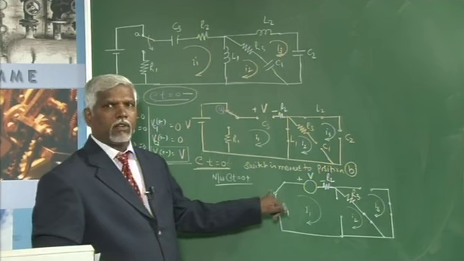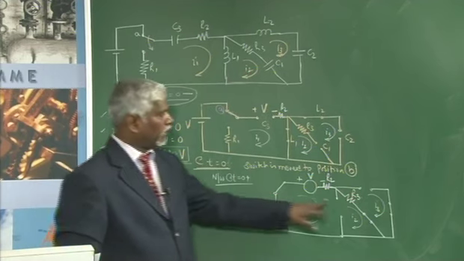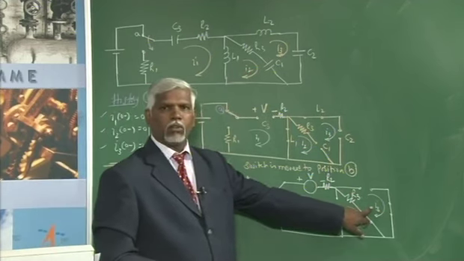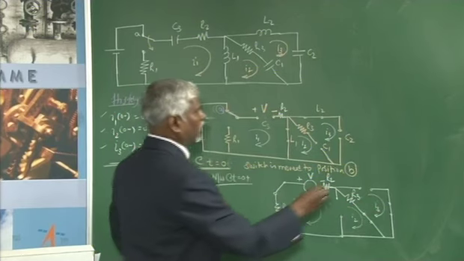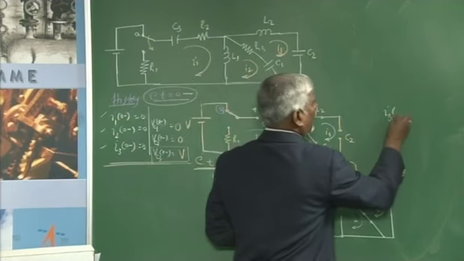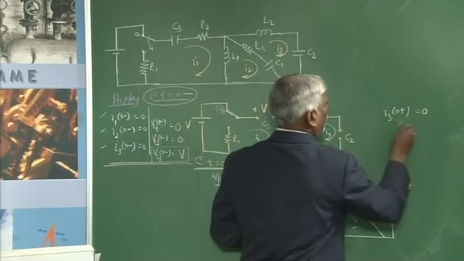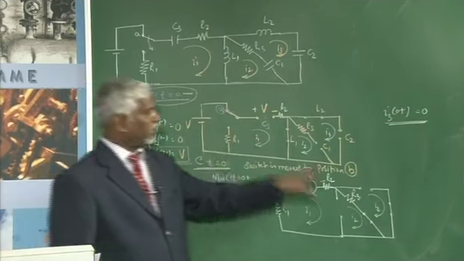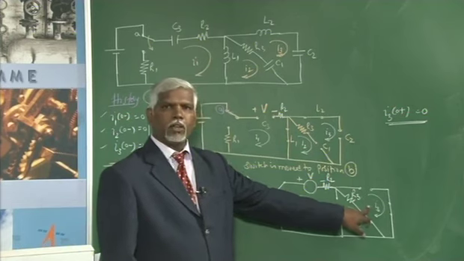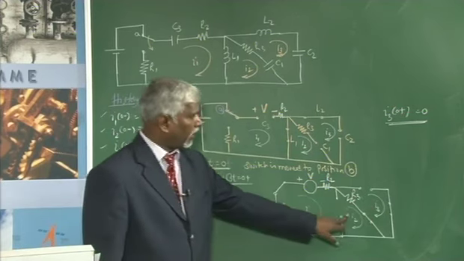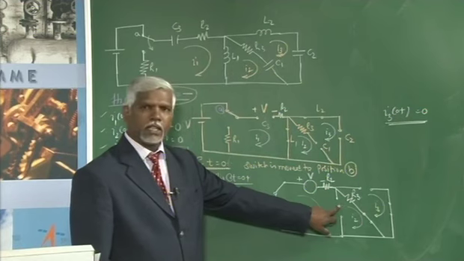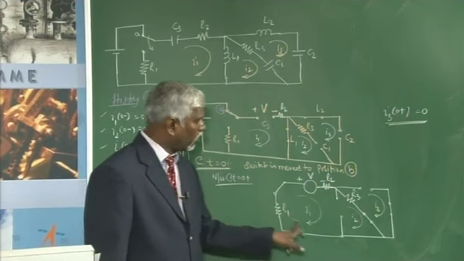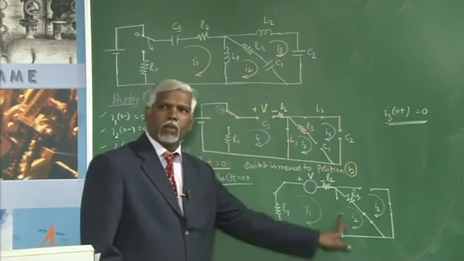If you just see the network at t equal to 0 plus, the current I3 at 0 plus is 0. Immediately after the switch is moved from A to B, this I3 will be 0. What will be the current for I1 and I2? The capacitor will not allow any sudden change. There is only one loop, and only one current flows in this loop.